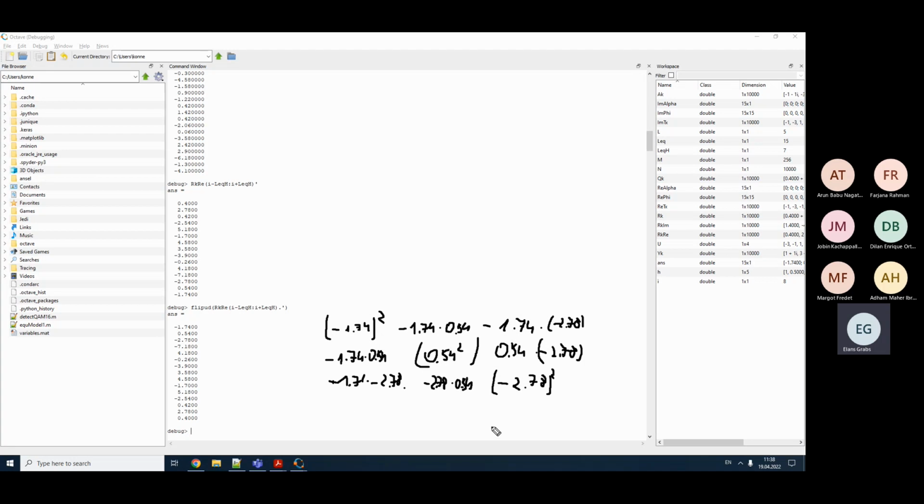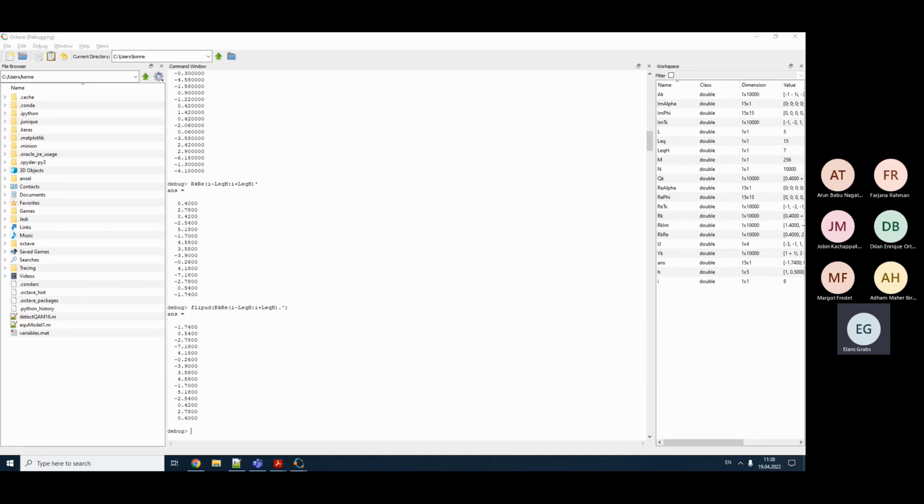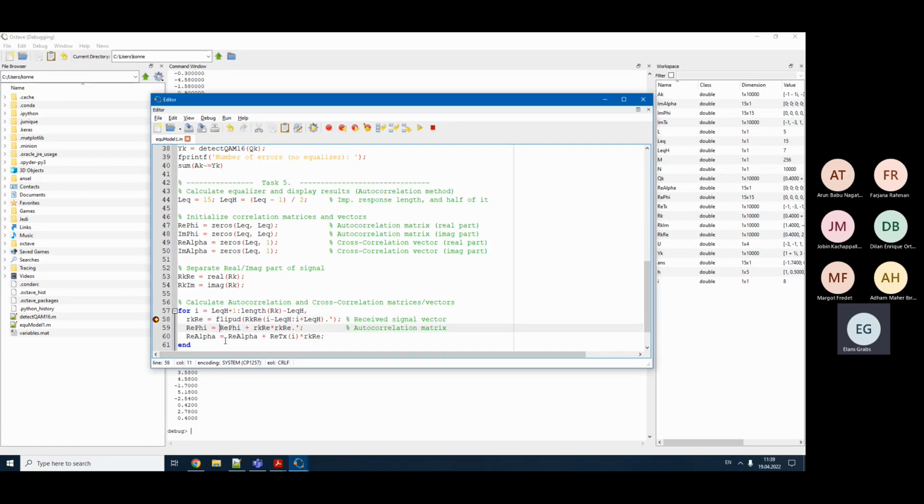So you can see here that for this entire column, the second multiplier is this number, and the first multiplier is this entire column. So you take this entire column and multiply it with this number, for example the first number, and you have your first column. You take this column, multiply with the second number, you have the second column, and so forth. Yes, so that's how this matrix is formed.